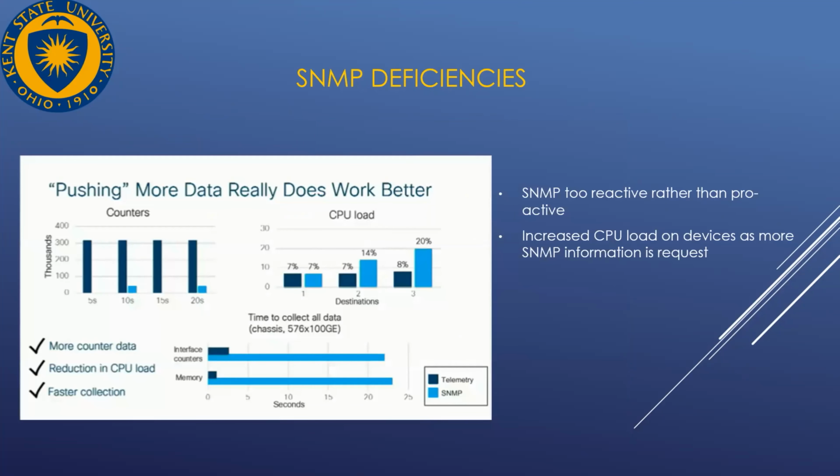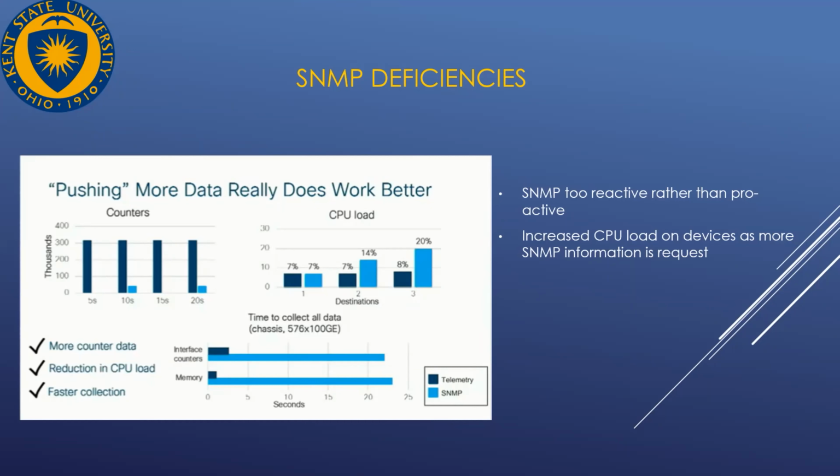SNMP has really been extremely helpful, and it's still heavily used in environments today, but it's not without its faults. The two primary deficiencies that it has is that SNMP is more reactive rather than proactive. With the nature of SNMP, using polling and time intervals often associated with that, it could be 60 seconds, it could be 2 minutes, 5 minutes, and if an issue happened in between those polling cycles, sometimes you could miss it.